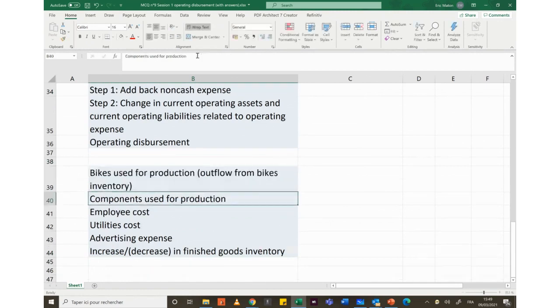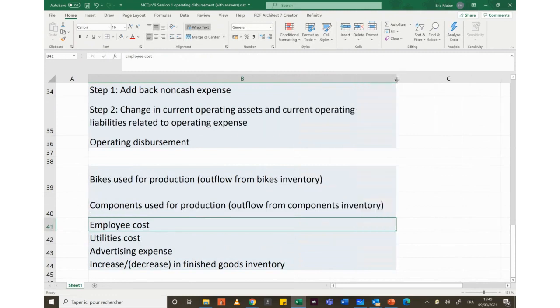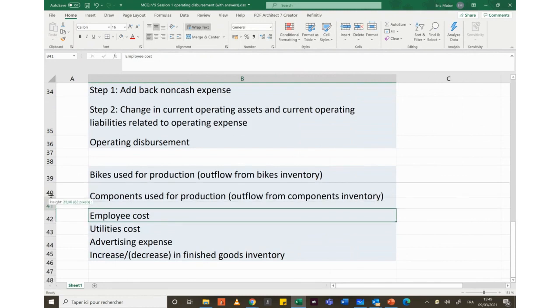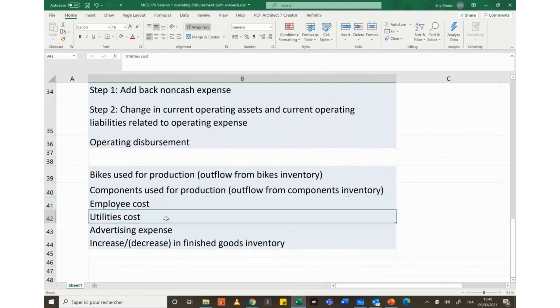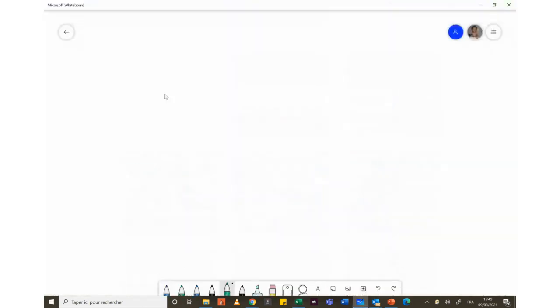This one is the outflow from components inventory. But the outflow is in function of the production. In reality, what I want is in function of what I sell. So I will represent the process. I have the components inventory.